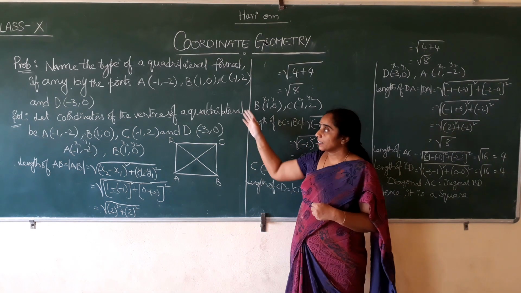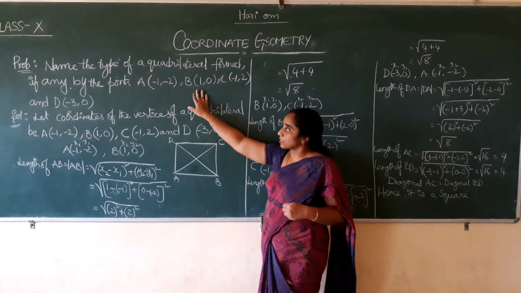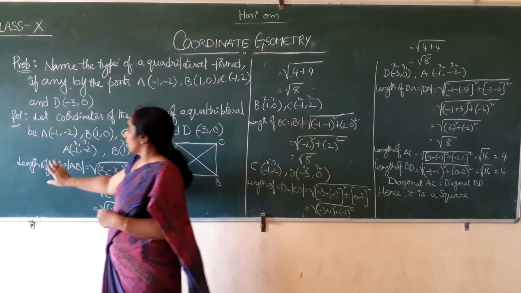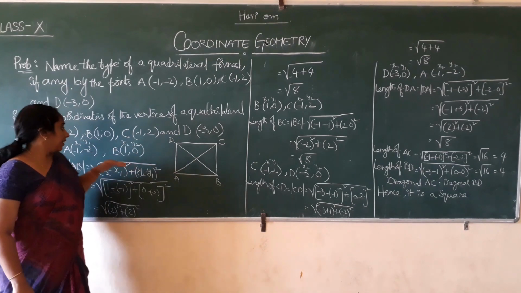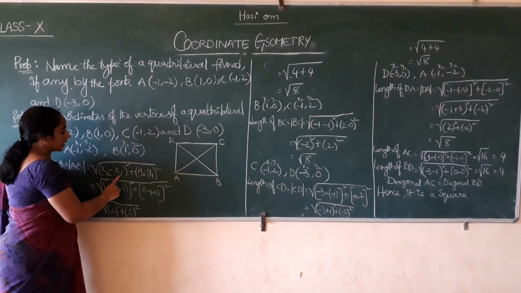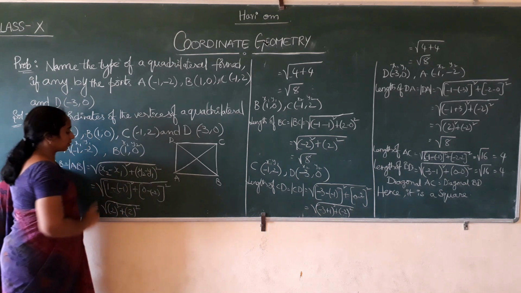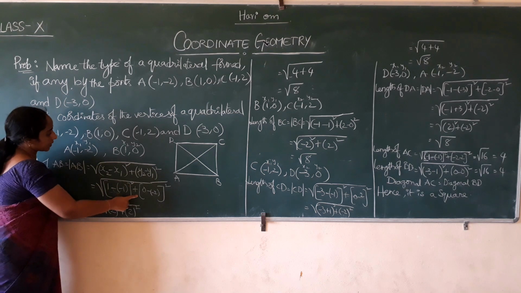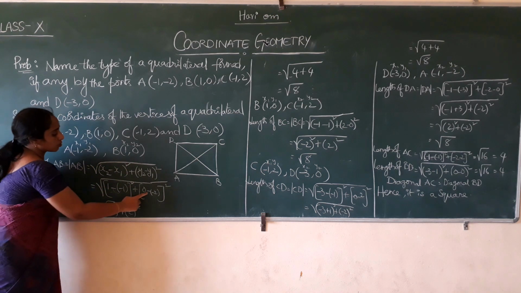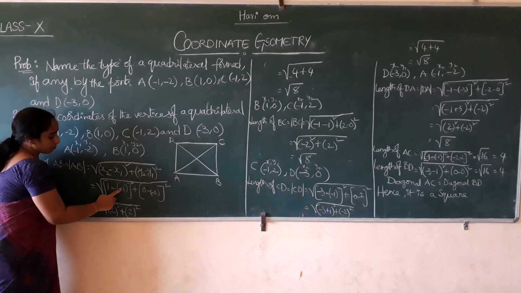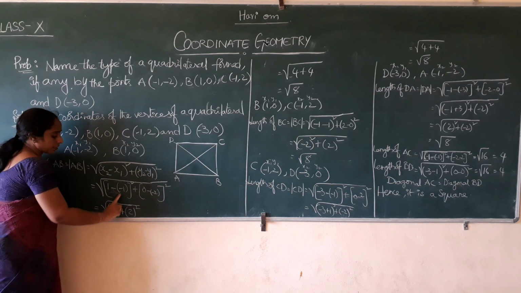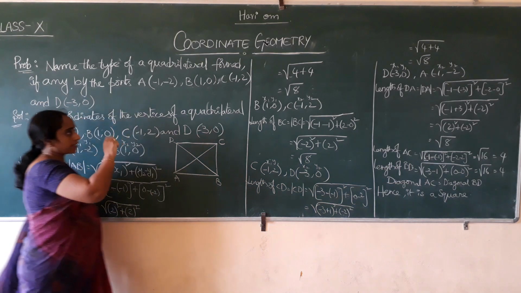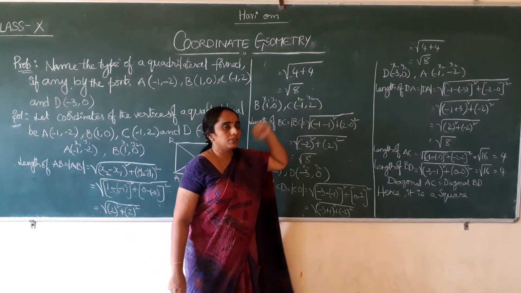So here in this problem, with these points A, B, C, D, first I have calculated length of AB, x2 minus x1 whole square plus y2 minus y1 whole square. x2 1 minus of minus 1 whole square plus 0 minus of minus 2 whole square. It is minus of minus 1 plus 1, 1 plus 1 2 square, minus of minus plus 2 square, 4 plus 4 it is root 8 units.